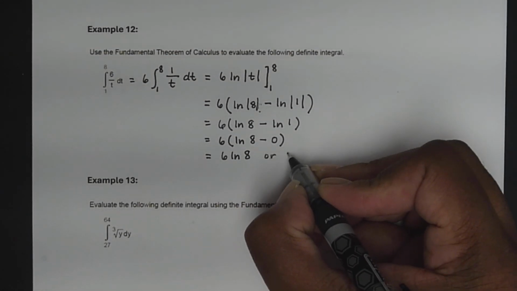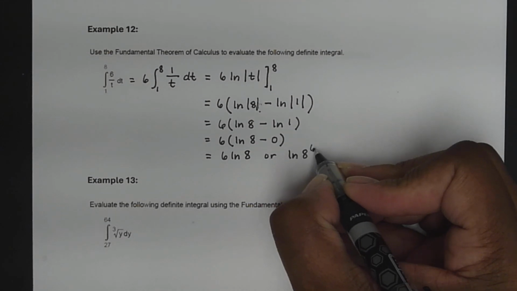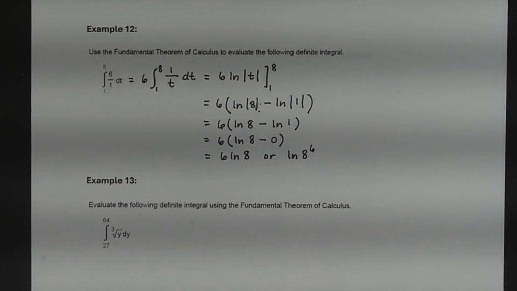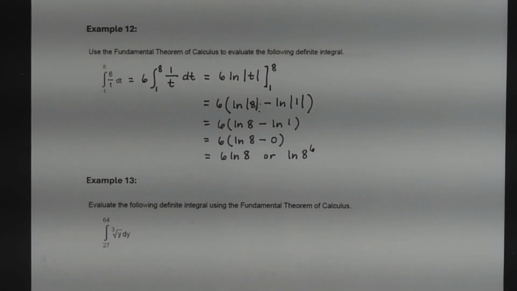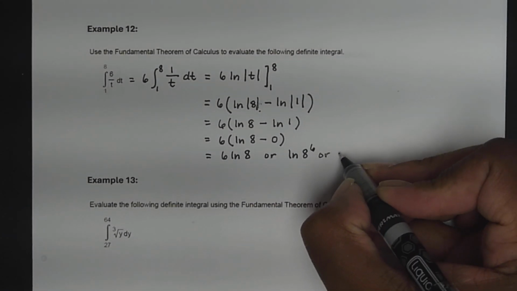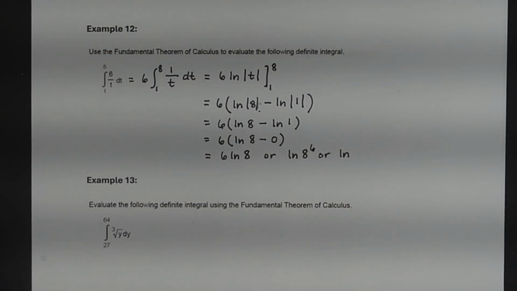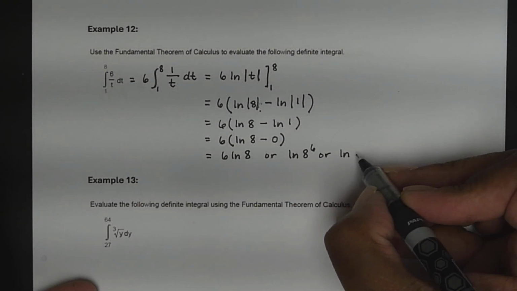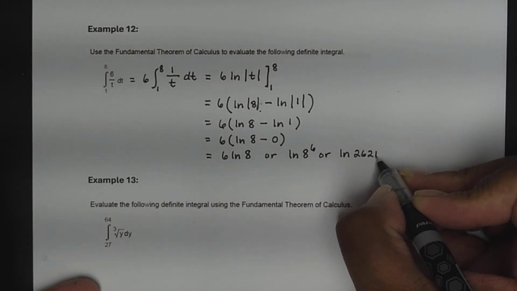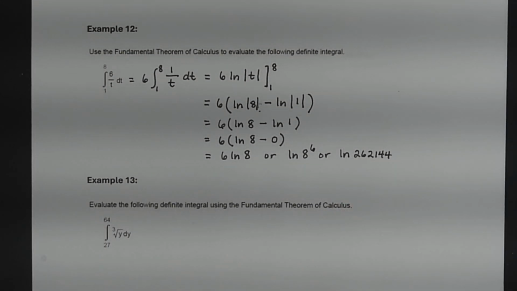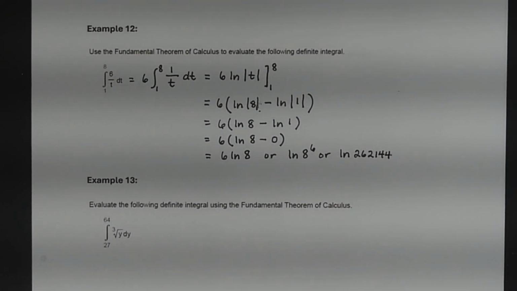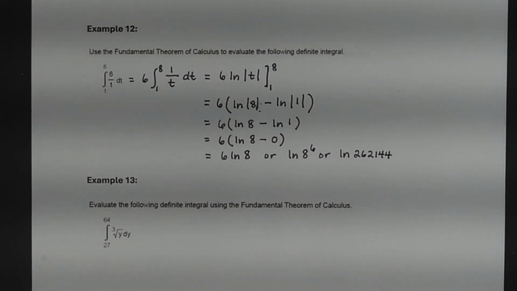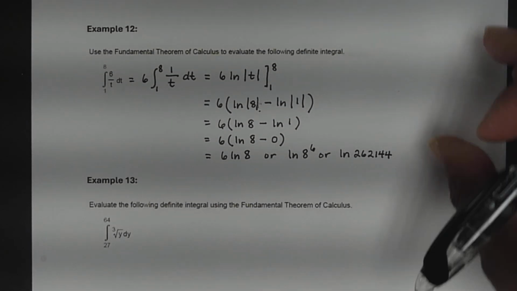Because they might want something like this: ln of 8 to the 6 using the power rule, and then you'll simplify what ln of 8 to the 6 is, or just simplify what 8 to the 6 is. Or they might want this ln of, and if you do 8 to the 6, that would be 262,144. Okay. But I think they want 6 ln of 8 as the final answer for the integral from 1 to 8 of 6 over t dt.